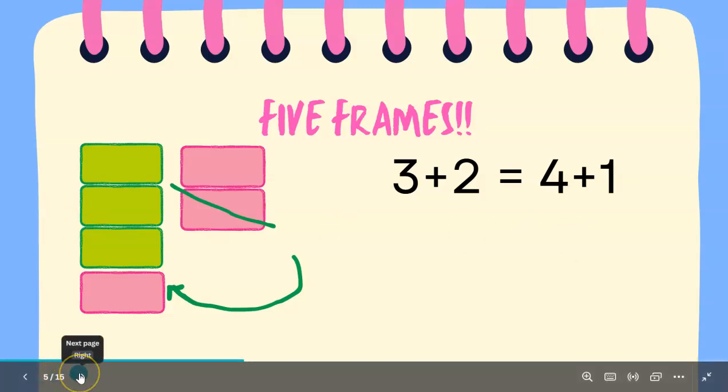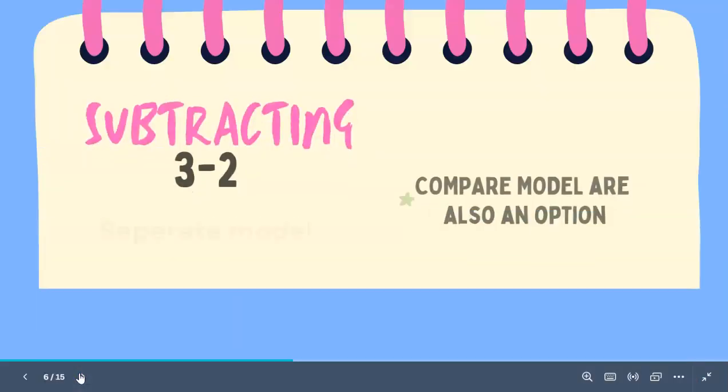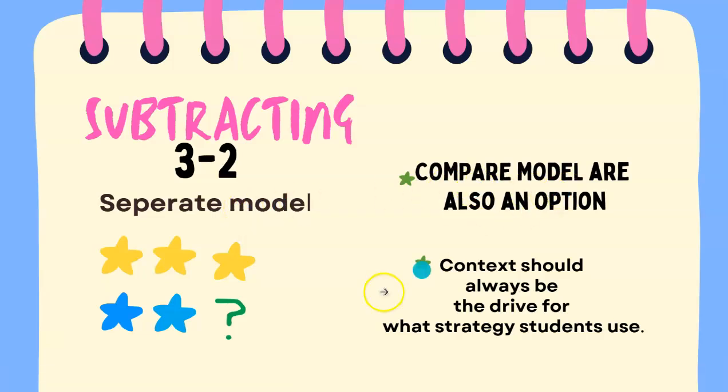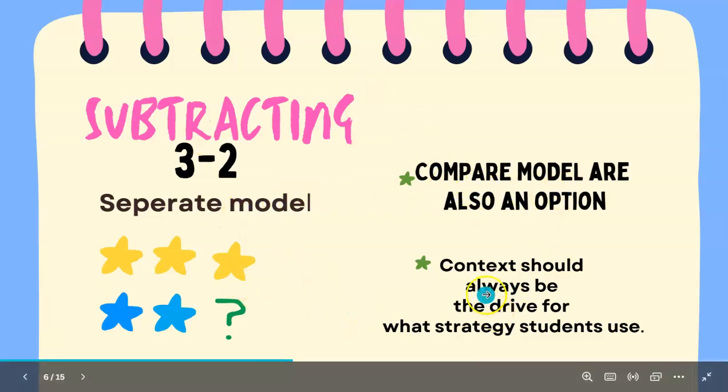And in terms of subtracting, students can have 3 minus 2, and they can use a separate model or a compare model. And for this, context should always be the driver of what strategy students use, as different context means different strategies. And so children are working on addition and subtraction simultaneously, and they're working on the understanding of counting and collecting and grouping things in 10.